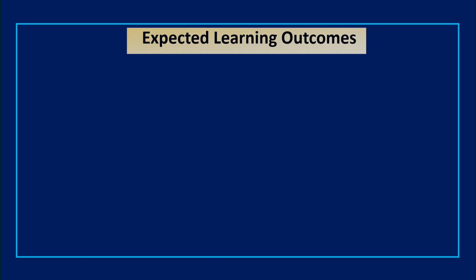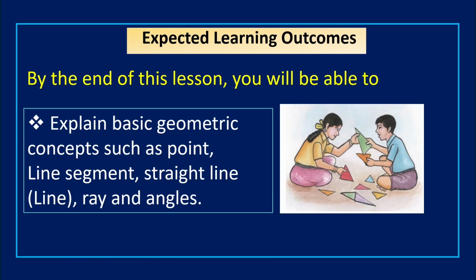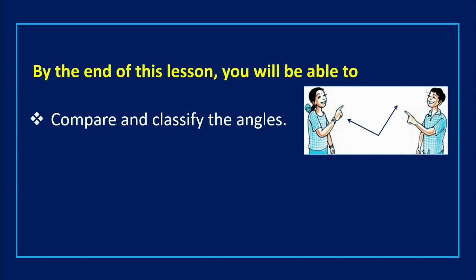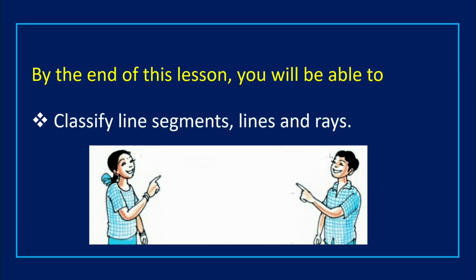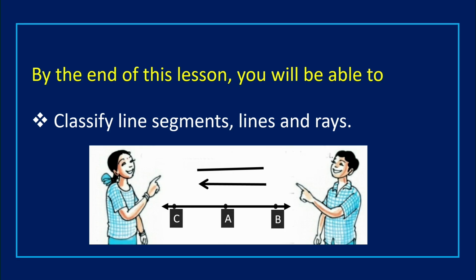By the end of this lesson, you will be able to explain basic geometry concepts such as point, line segment, straight line, ray and angles. Also, compare and classify the angles. Divide the given lines into parallel lines, intersecting lines and perpendicular lines. Continuously, you will be able to classify line segments, lines and rays.